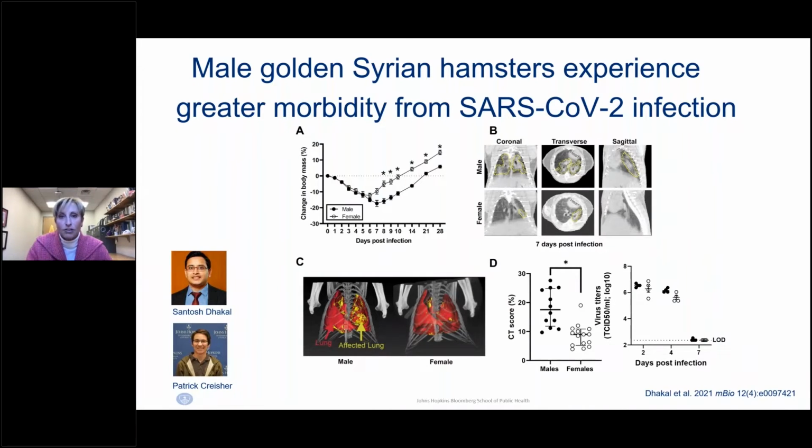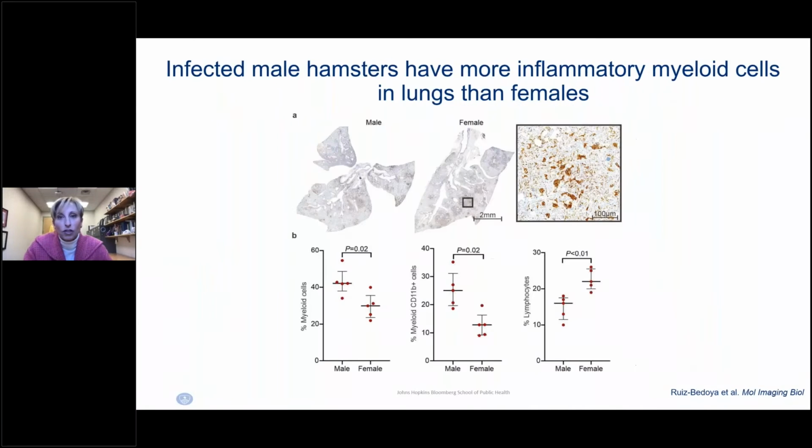So despite our initial hypothesis that males may be less capable of controlling virus, that was not what we observed. We also observed that both males and females experienced inflammation. Both were having markers of inflammation in their lung tissue, and that's what's shown in panel A.